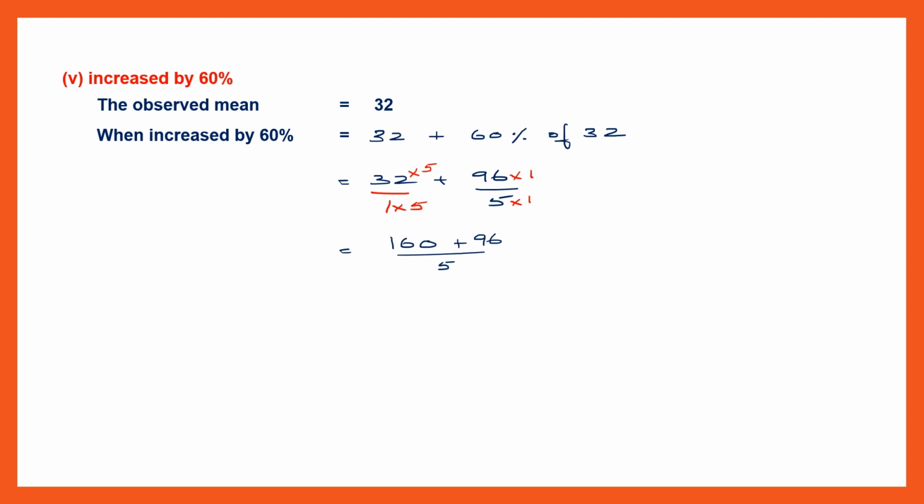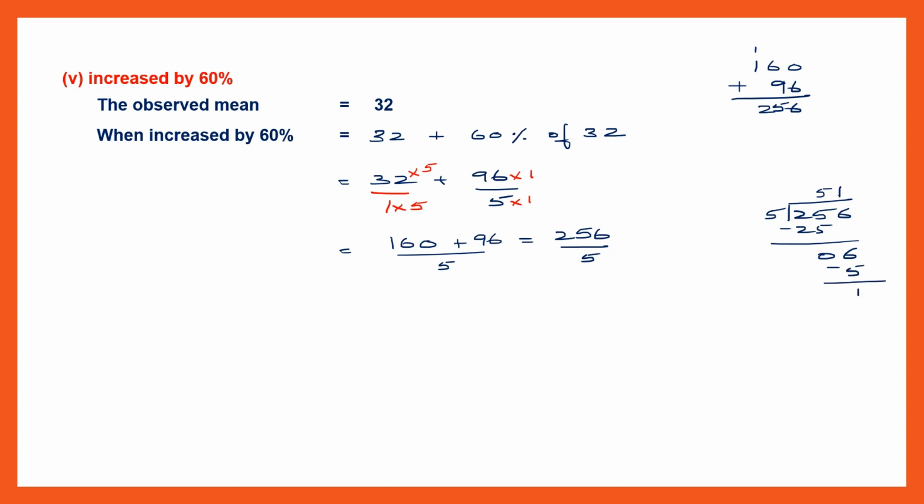So now we have to add up 160 plus 96. So let's do that addition. 160 plus 96. So this is 6. 6 plus 9 is 15. Carry 1, 2. So here what do we have? 256 by 5. So now we have to divide 256 by 5. So let's do that division. 5 5s are 25 minus 0. We bring down 6. 5 1s are 5. The remainder is 1.